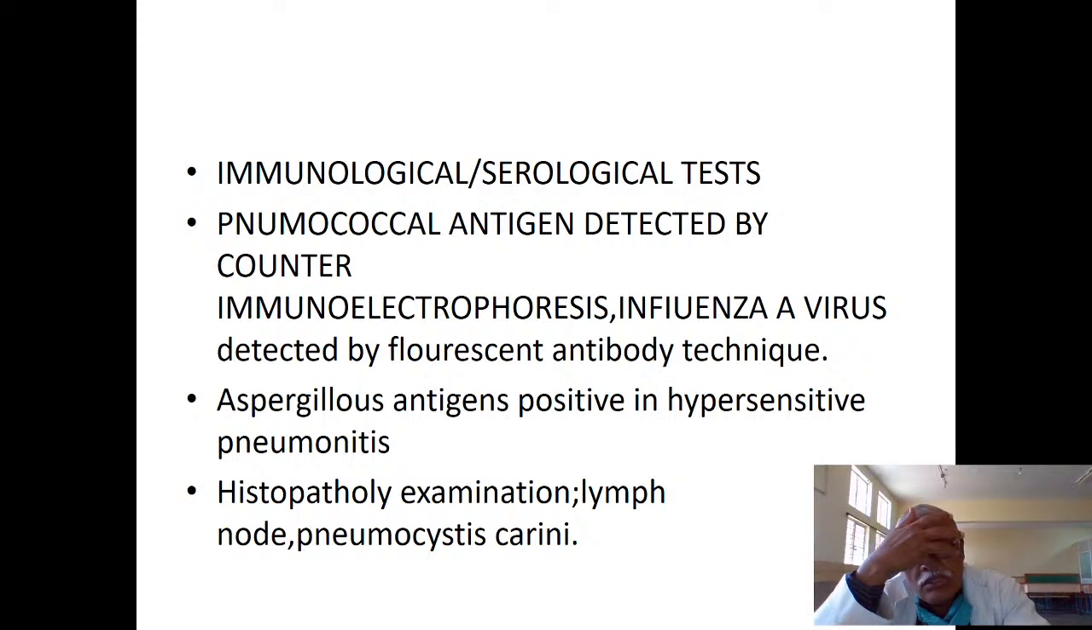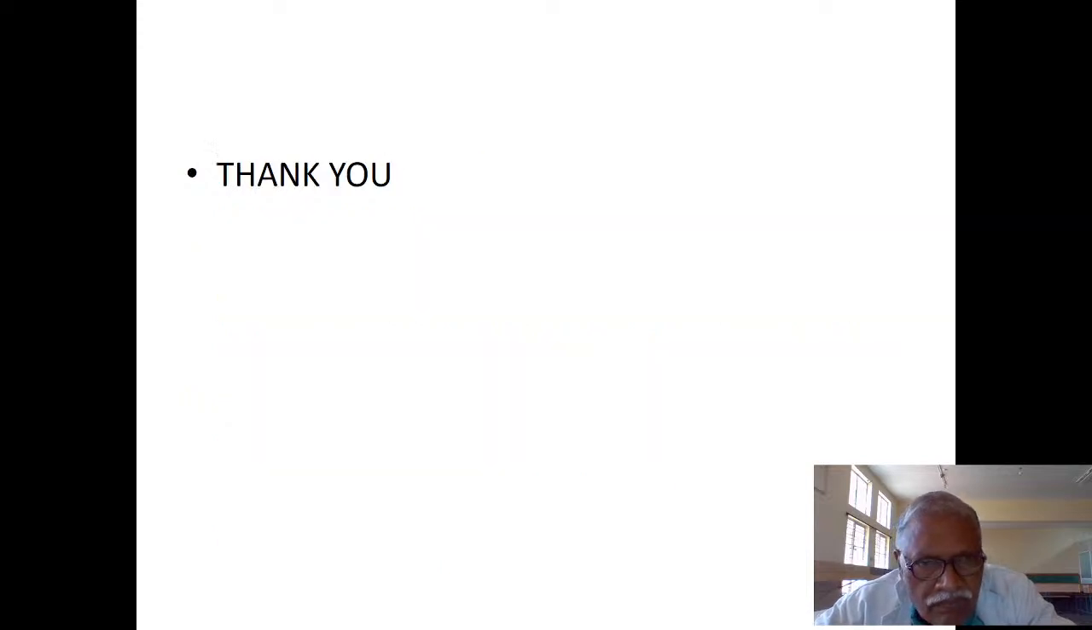The histopathology examination of lymph nodes, and Pneumocystis carinii can be diagnosed by immunoelectrophoresis. Aspergillus antigens are positive in hypersensitivity pneumonitis. And histopathology also can be studied from lymph nodes by doing a thoracoscopy and biopsy of the lung. Also can be done in Pneumocystis carinii.